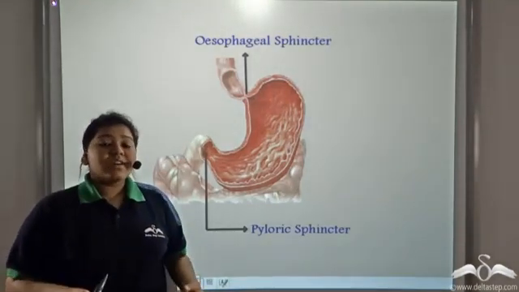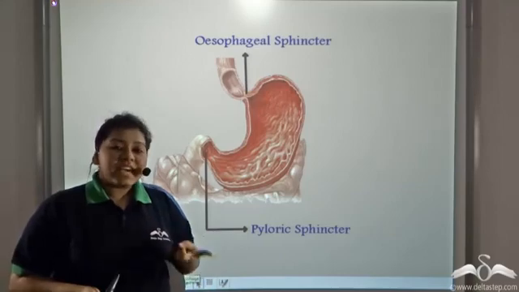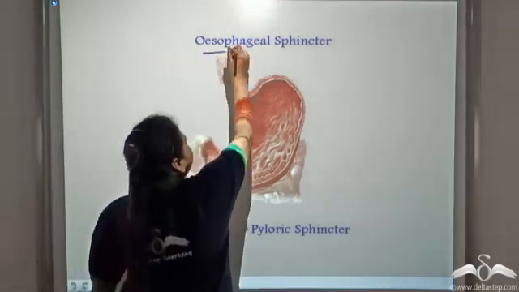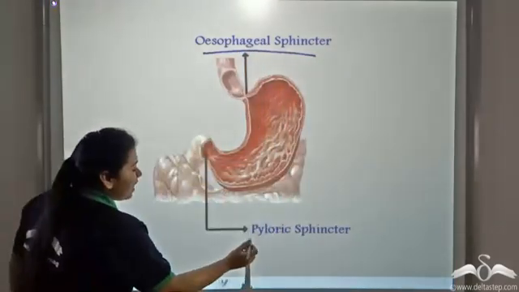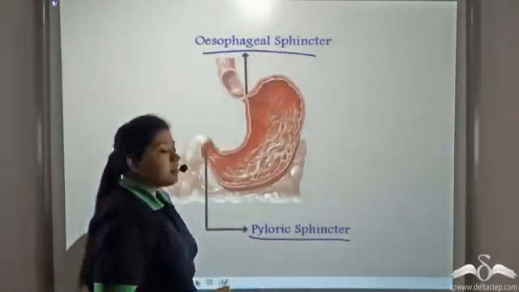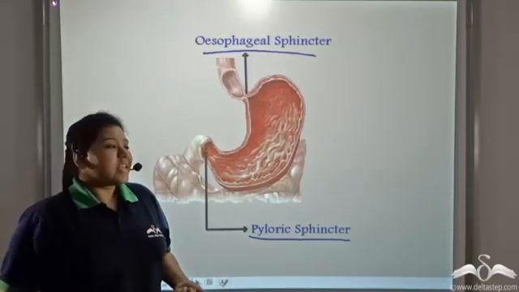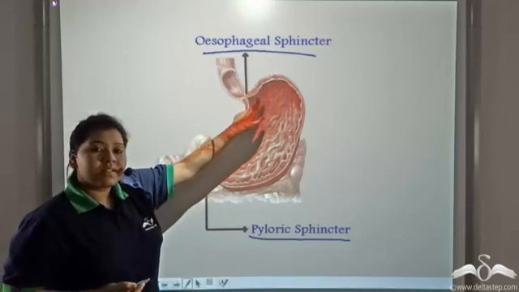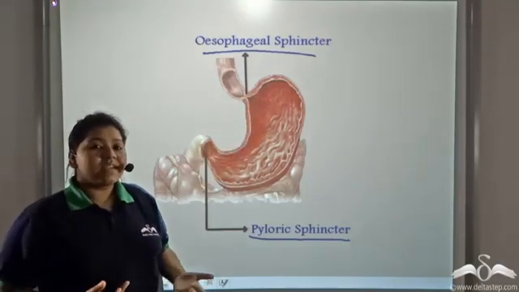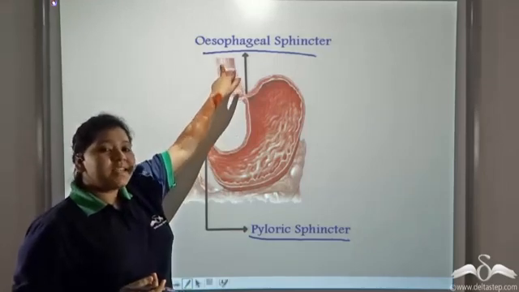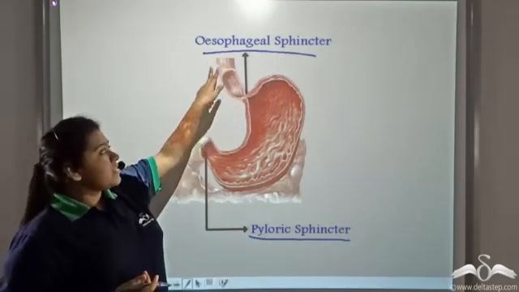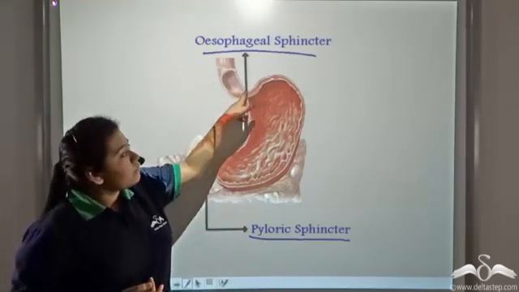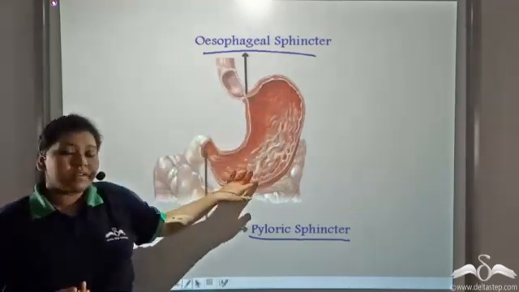Now, there are two structures which form the gateways of the stomach: the esophageal sphincter and the pyloric sphincter. When you are not eating, this esophageal sphincter remains closed. But when you are eating something, due to the alternate contraction and relaxation of the esophagus, the esophageal sphincter opens and the food passes into the stomach.